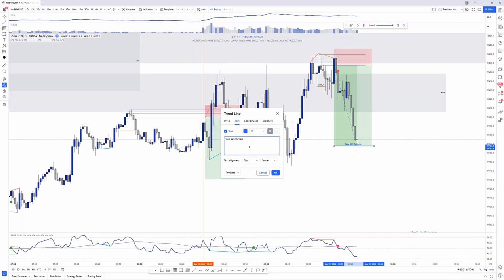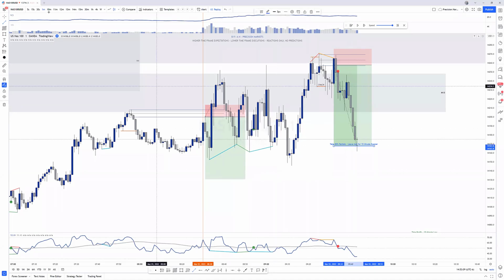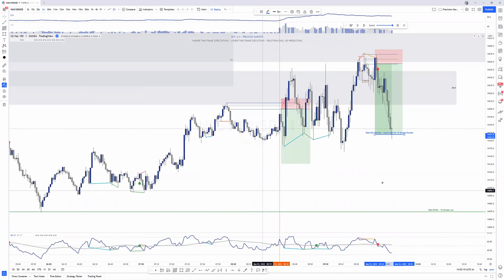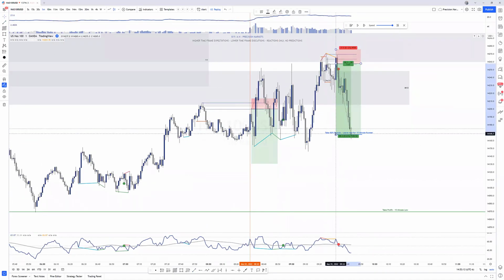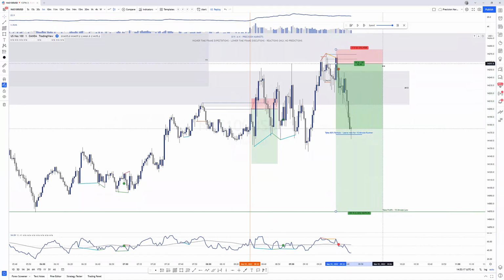So we're taking partials and leaving the rest for a 15-minute runner. Let me drag this really quick to my 15-minute low. Boom, boom, boom. All right, it'd be like a 1 to 10. At this point, we've covered for this loss that we would have taken if we would have left the order on. We've gotten credit from the market today. So we got money in the market. That's the most important thing.